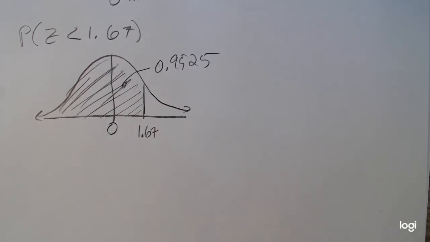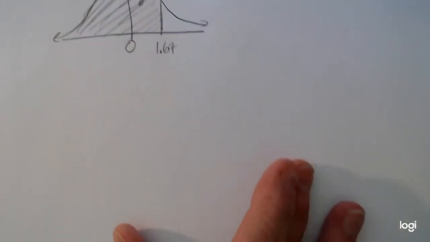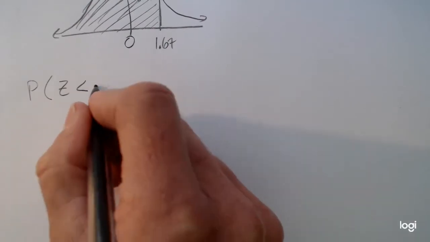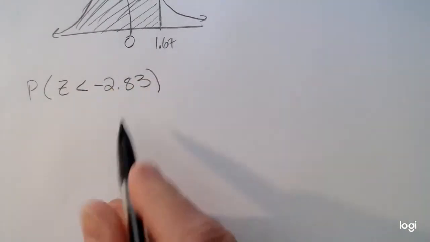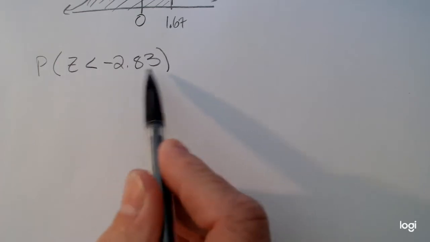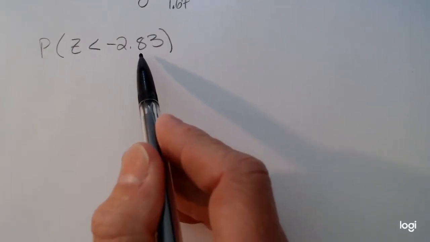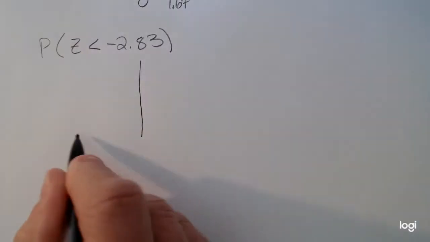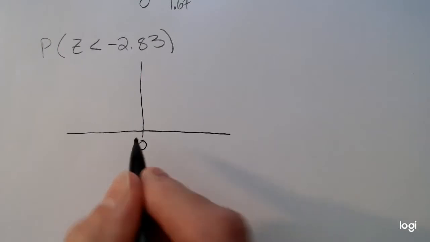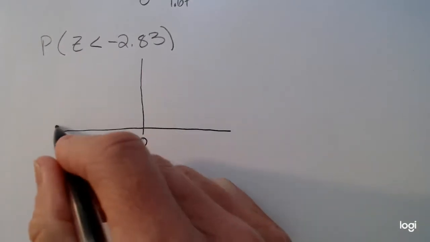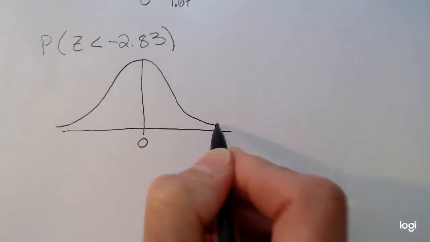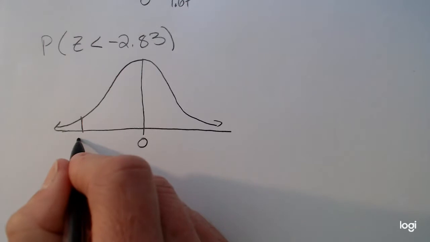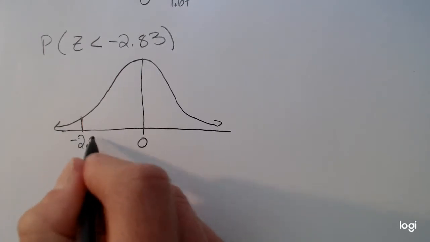Now let's take a look at some negative z-scores. Let's find the probability z is less than negative 2.83. Now this would be considered an unusual z-score. This is definitely below 2 standard deviations of the mean. So this z-score would be far out in the tail on the left side, and because it's negative, it will be below 0. So I'm going to put my z-score right about here.